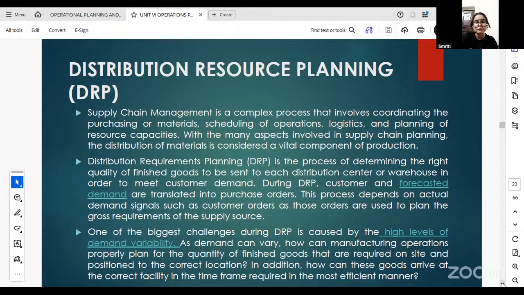During DRP, customer and forecasted demand are translated into purchase orders. This process depends on actual demand signals such as customer orders, as those orders are used to plan the gross requirements of the supply source. One of the biggest challenges during DRP is caused by the high levels of demand variability. As demand can vary, how can manufacturing operations properly plan for the quantity of finished goods that are required on site and positioned to the correct location? In addition, how can these goods arrive at the correct facility in the time frame required in the most efficient manner? I think it is quite clear.